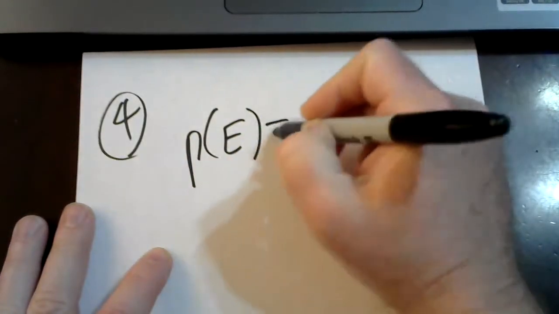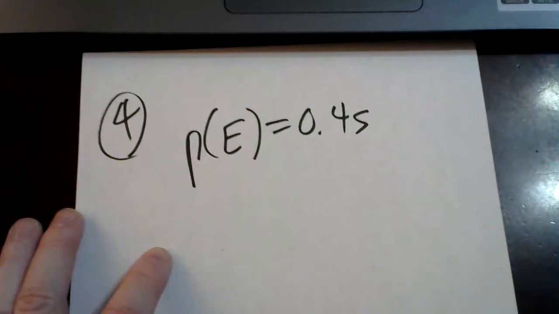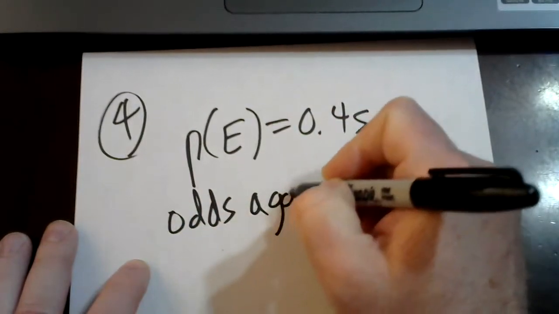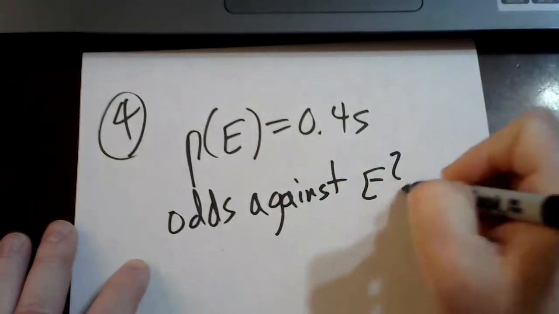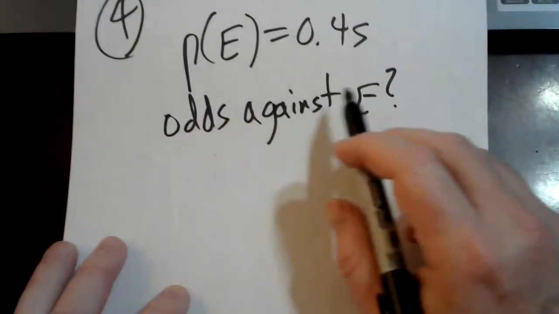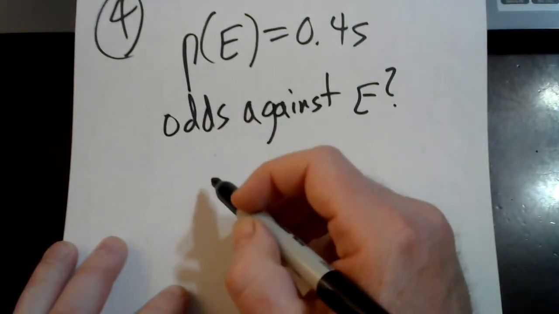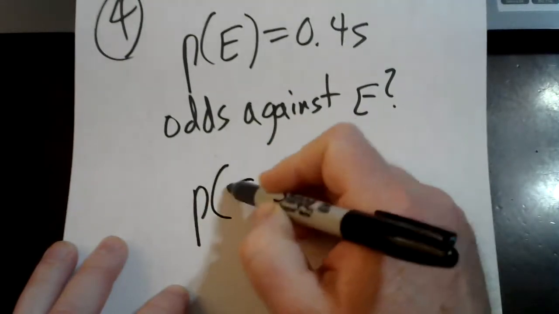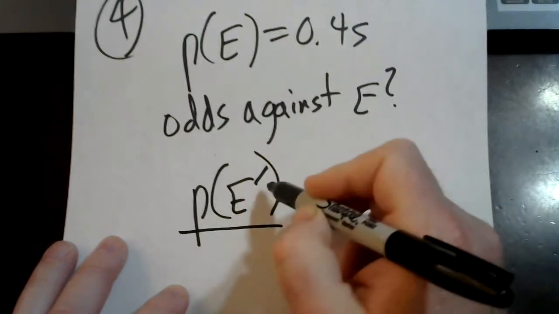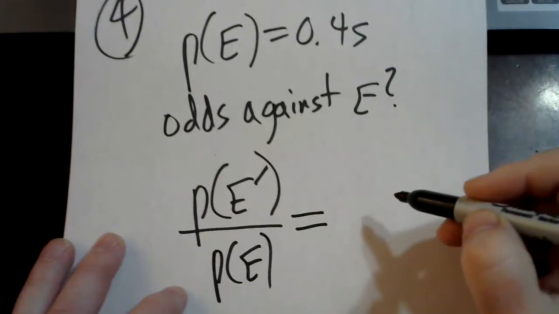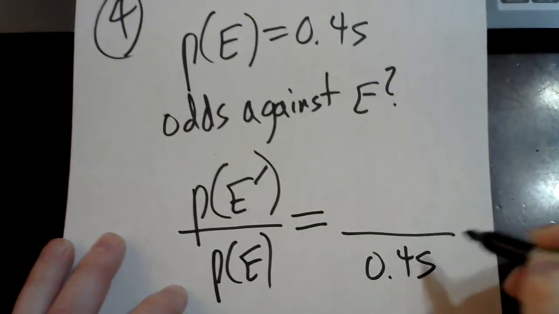Next one says if the probability of E is 0.45, so they give us the probability of E this time, what are the odds against E? Well, let me just show you how to do this one. If you want to convert from probability to odds, either for or against, you just take the ratio of 2 probabilities. If I'm looking for the odds against E, that's really the probability that E doesn't happen divided by the probability that E happens. So that's the formula.